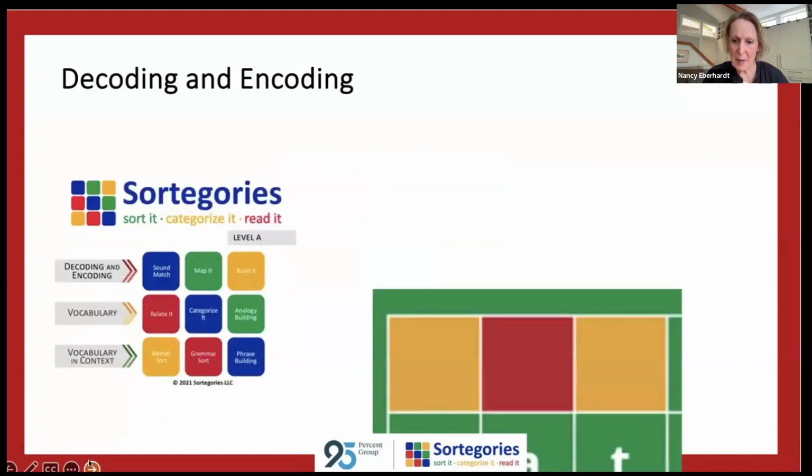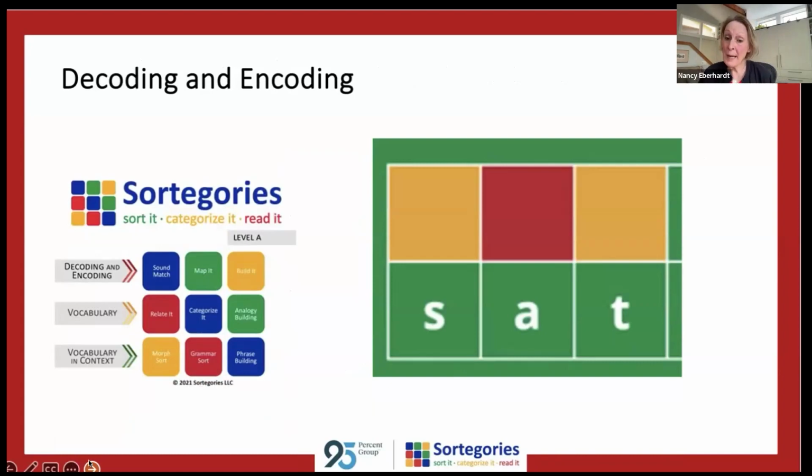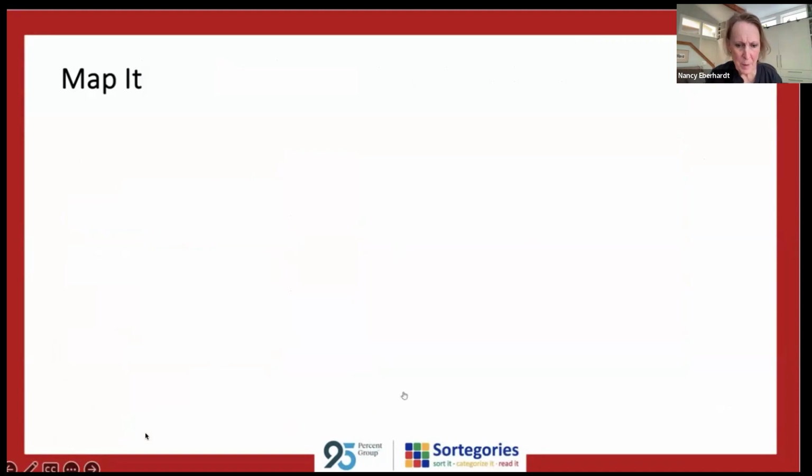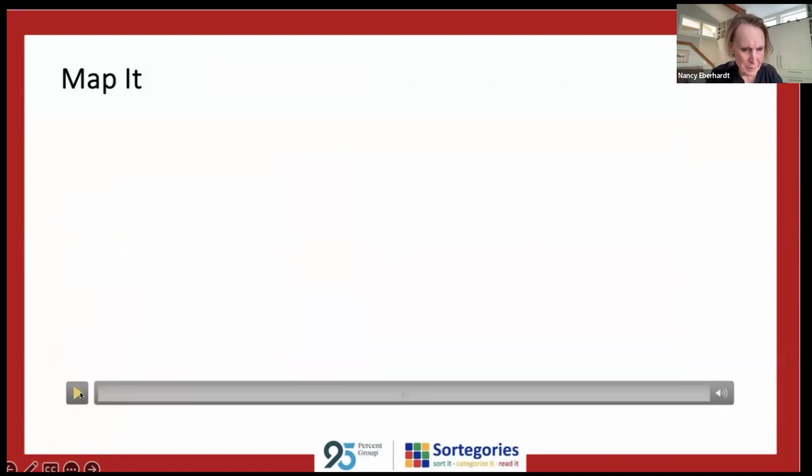So, for example, we might discover, using that data that I showed you, that the students are not particularly capable of segmenting the sounds accurately. So we might want to work on an activity called Map It in sortagories, and I'll play this, I hope.